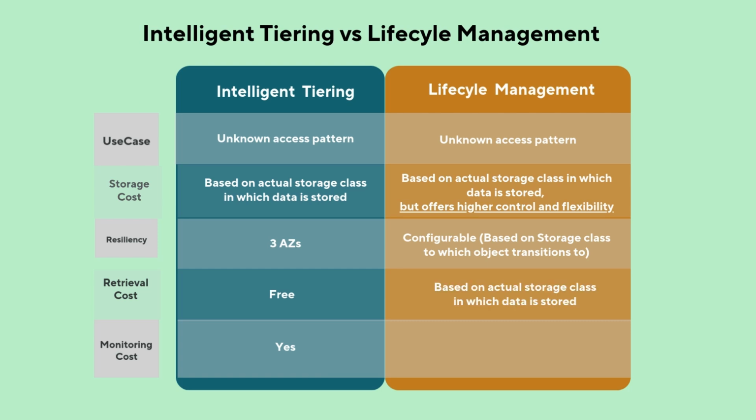Retrieval is based on the actual storage class, which was free in the case of intelligent tiering. And there is no monitoring charge, there is no automation charge because you are configuring your rules to do the lifecycle management. There is one tool called storage class analysis, which AWS S3 offers. You can leverage that to understand your usage pattern and then decide how to configure your lifecycle policies as well.